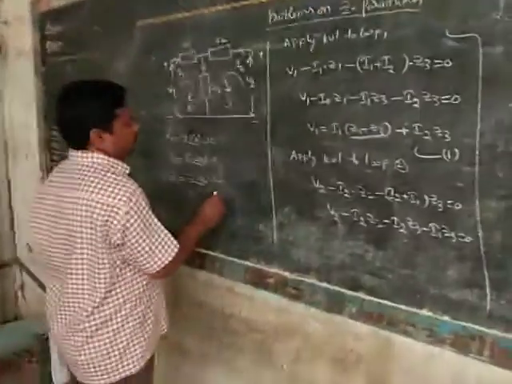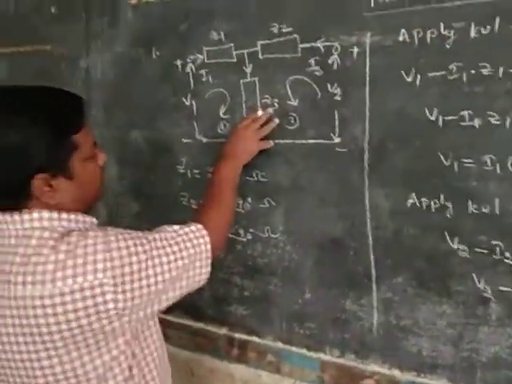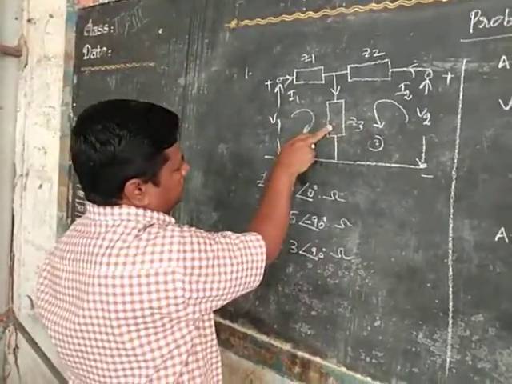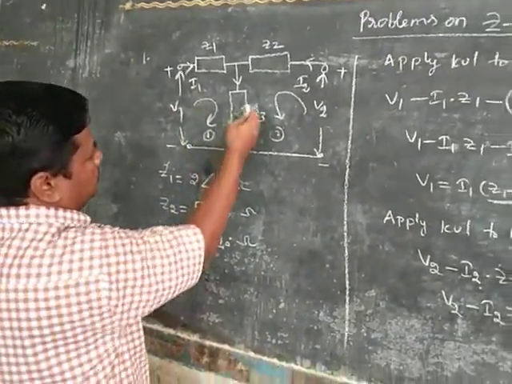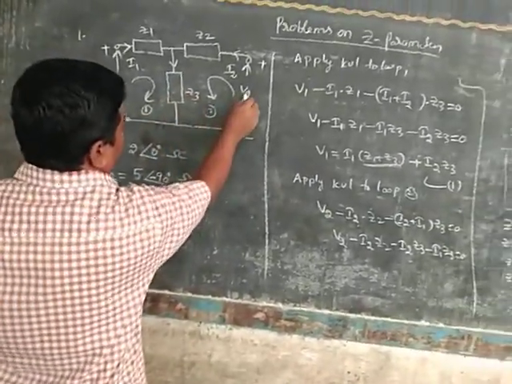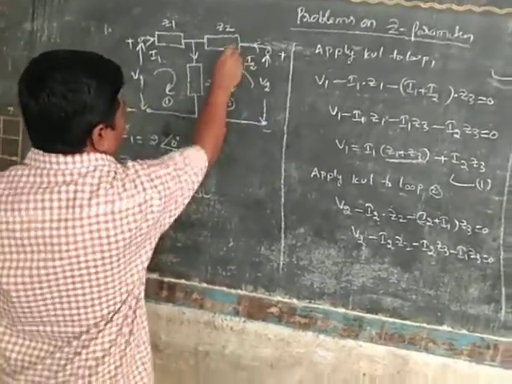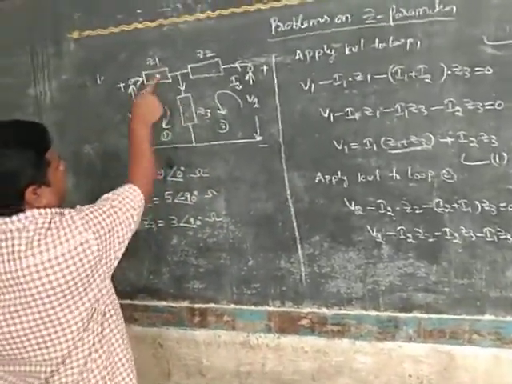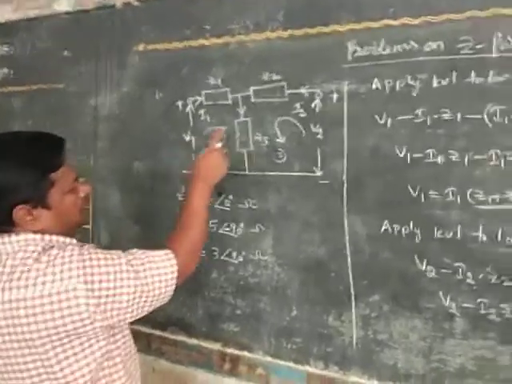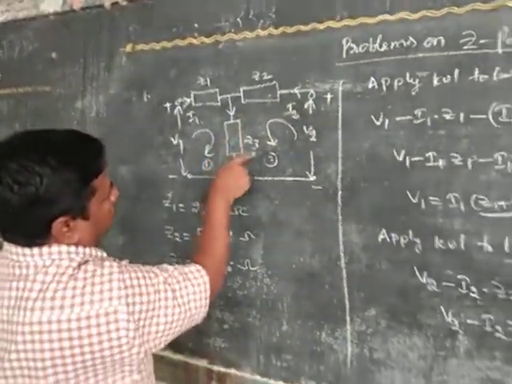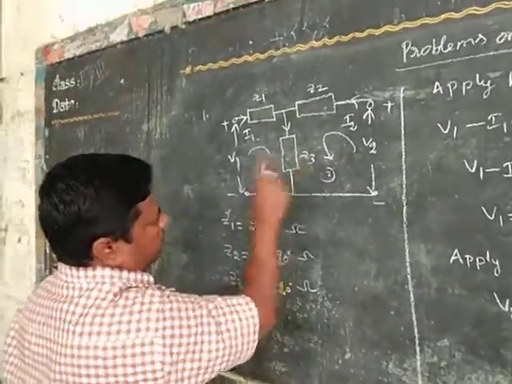Come to this circuit. Here, by observing the circuit itself, we can say that Z11 is equal to Z1 plus Z3, Z21 and Z12 are equal to Z3 only, and Z22 is equal to Z2 plus Z3. Once again, Z11 is Z1 plus Z3, Z22 is also Z2 plus Z3, and the remaining Z12 and Z21 are equal to Z3 itself.